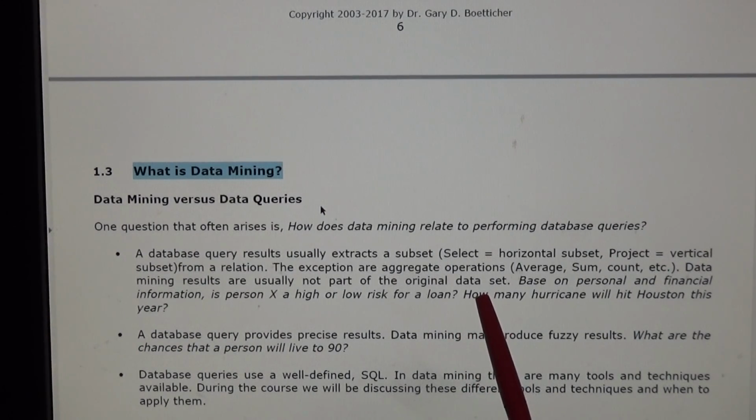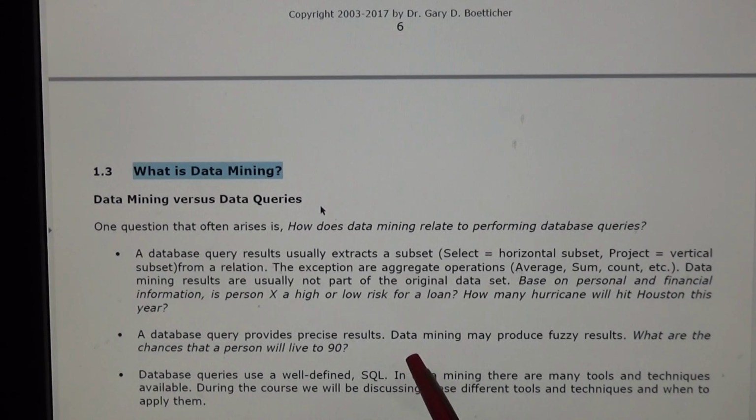Data mining is not part of the original data set. It's based on personal financial information. Is person X a high or low risk for a loan? How many hurricanes, kind of ironic, will hit Houston this year? Very ironic, had that there.